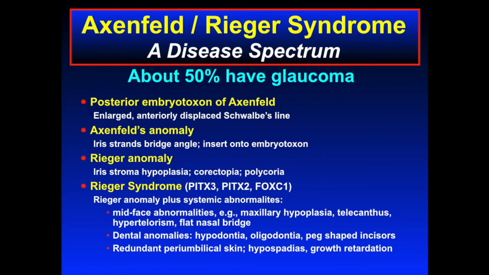Then we have Rieger syndrome. We have all of the above, plus systemic abnormalities involving the midface, the teeth, and other interesting things like redundant periumbilical skin with hypospadias and growth retardation.